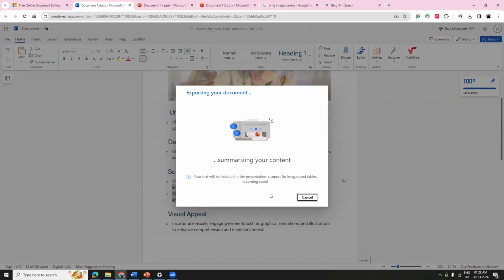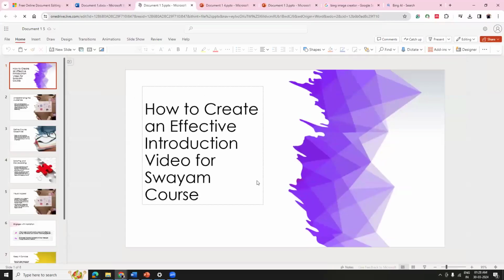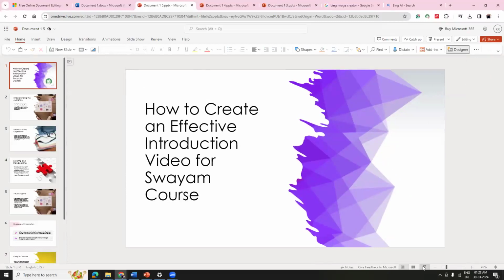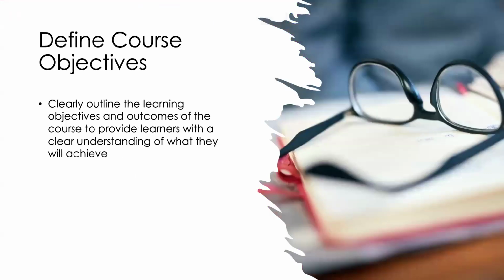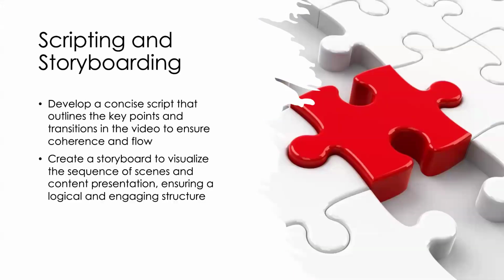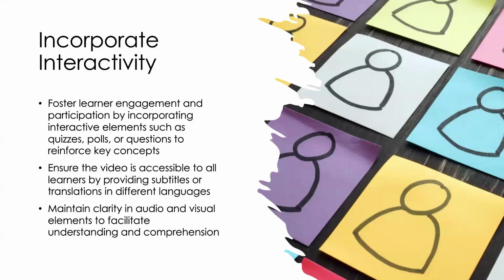After clicking on this export, your Word document will be exported into the PowerPoint presentation like this, and then you have to click on Open Presentation. Your presentation will open in online Microsoft PowerPoint presentation mode, and it will look like this. If I click on Start Slideshow, you can see all the text and all the subheadings have been incorporated in this, along with some basic infographics and pictures incorporated with this.